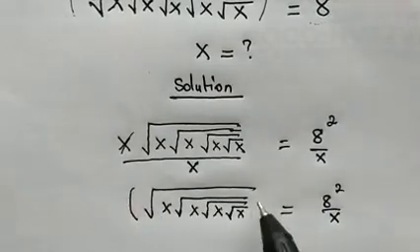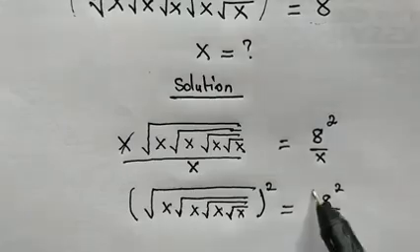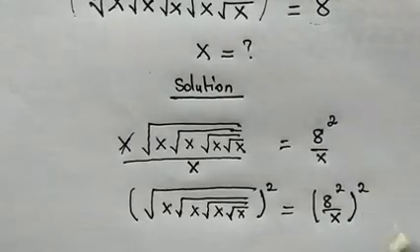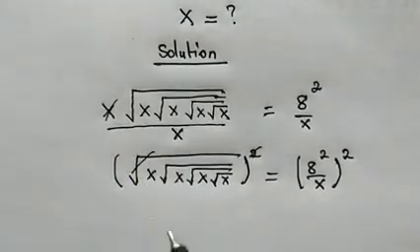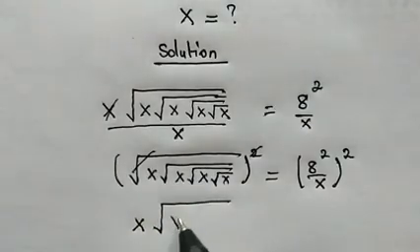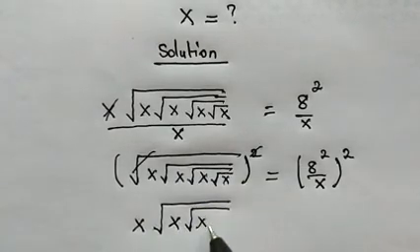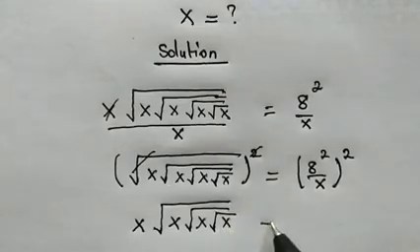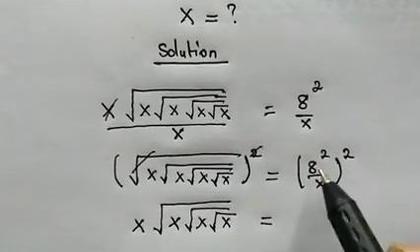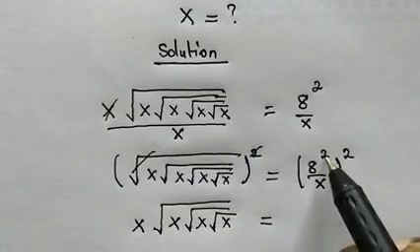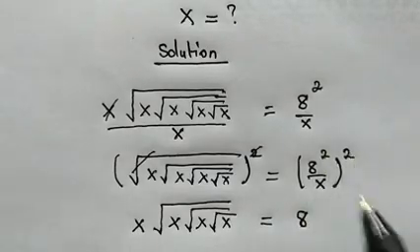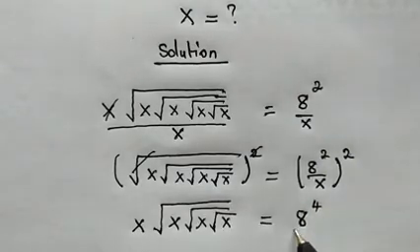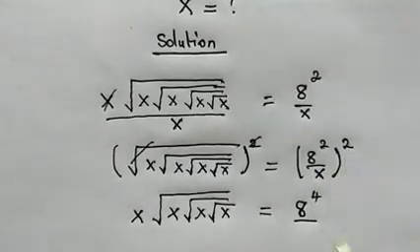Now let us square both sides again. Remember, we are trying to get rid of these radical signs. So here, this we cancel this, leaving us with x times the square root of x times the square root of x times the square root of x. So this is equal to, here, remember we have a power of 2 here. So up here we're going to have 8 to the power of 2 times 2 is 4. Divided by here x to the power of 2.